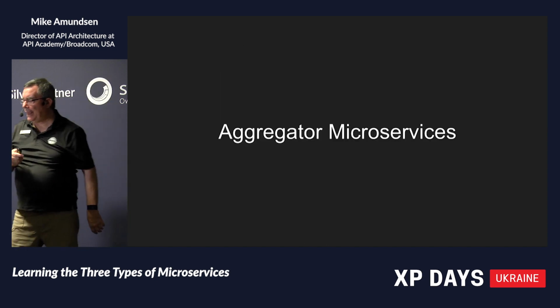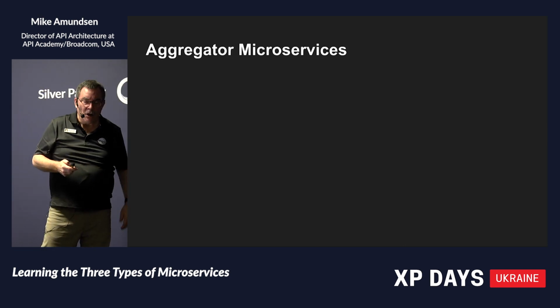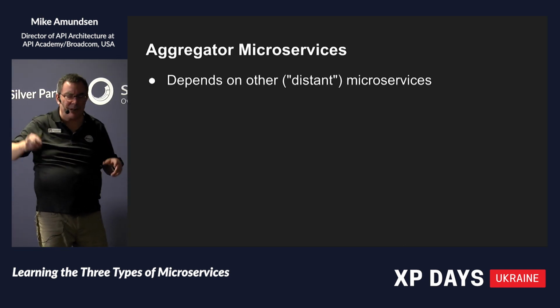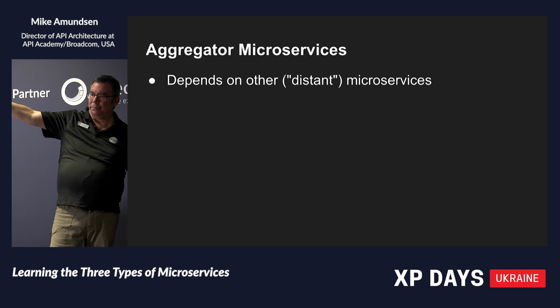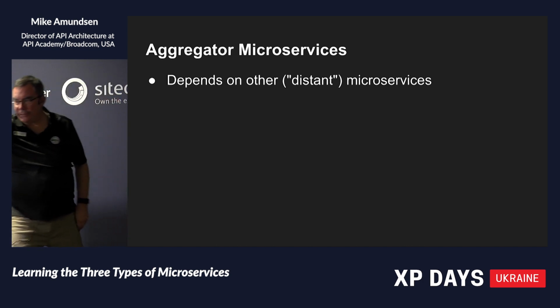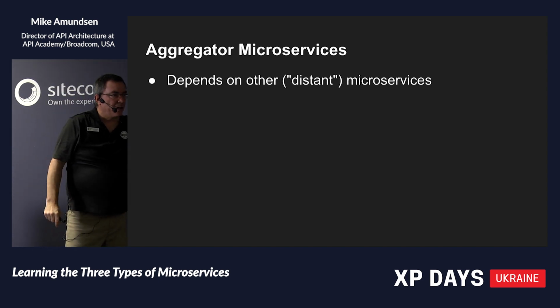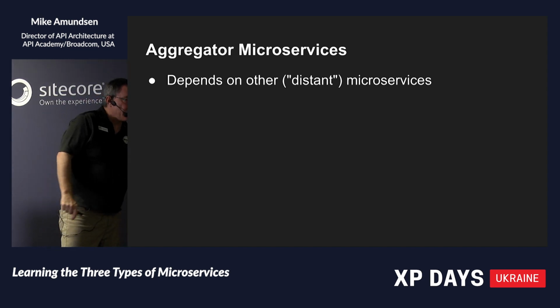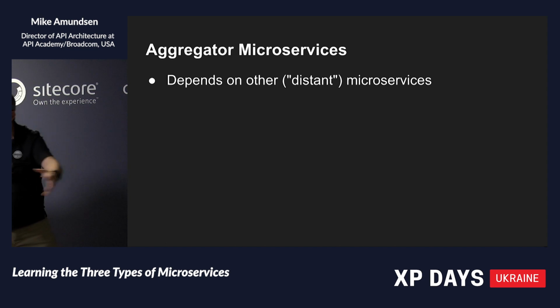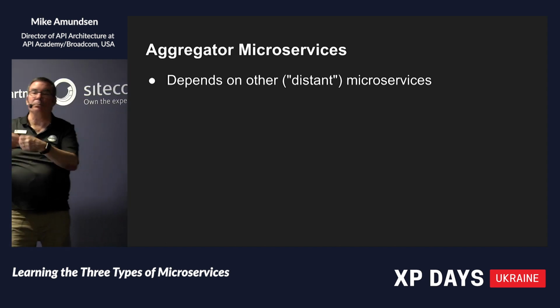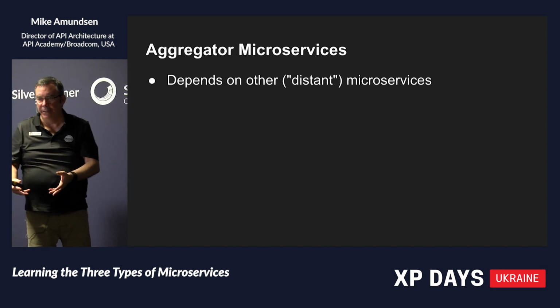So finally, let's talk about aggregator services. So aggregator services depend on other microservices, right? So maybe there's another data server here, and there's another persistent service here, and there's a couple of stateless services over here, and I need to put them all together to solve a problem, to compute a value, or to update some information.